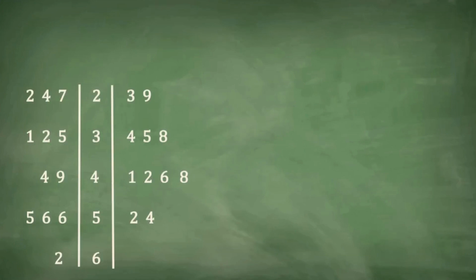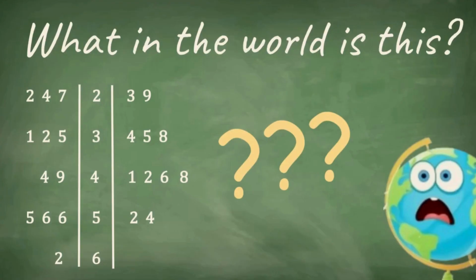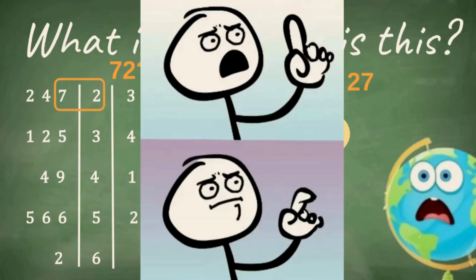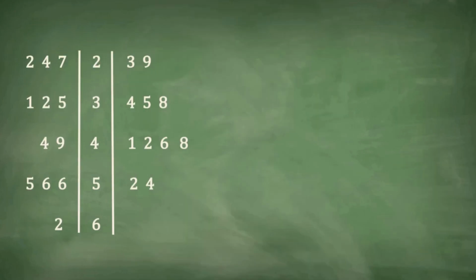So you're in a unit on data displays and you run into something that looks like this. And your first thought is, what in the world is this? Well, it might come with a little guide at the bottom that says something to this effect. And you say, oh, well, that right there, that must be 72. But your teacher says, actually, it's 27. Oh, right. So what is this mysterious thing?